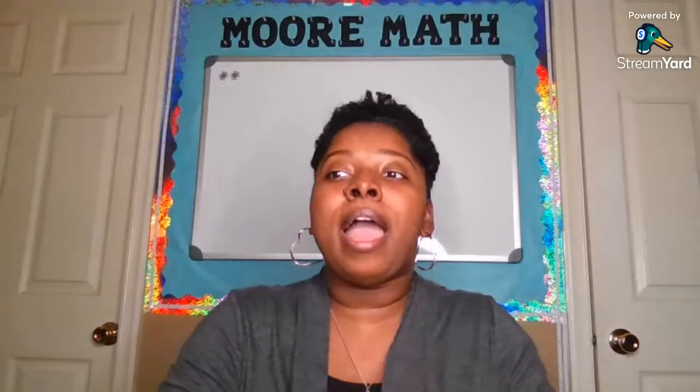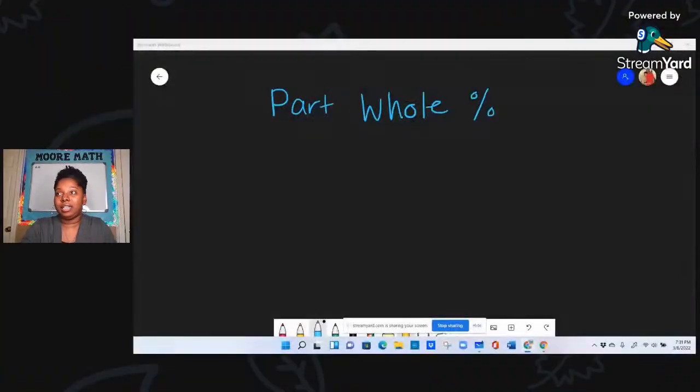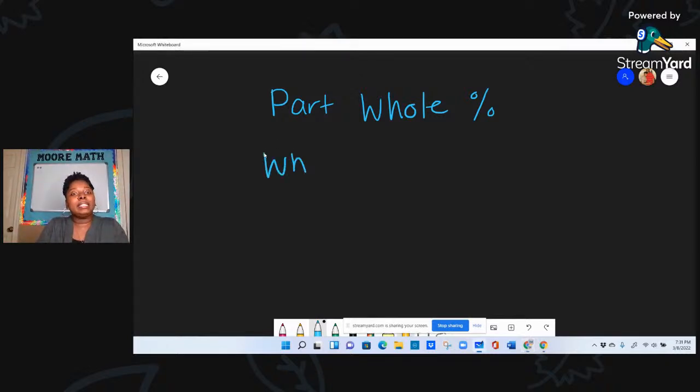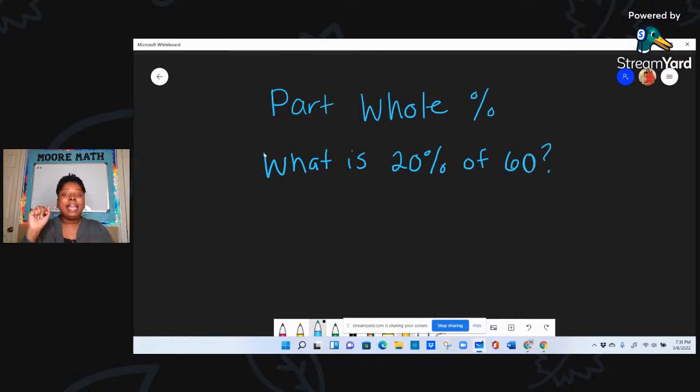So the first one is part, whole, and percent. So we had someone complete the form that said they're really getting stuck with finding the part, finding the whole, and finding the percent. So here's an example of a question. What is 20% of 60?